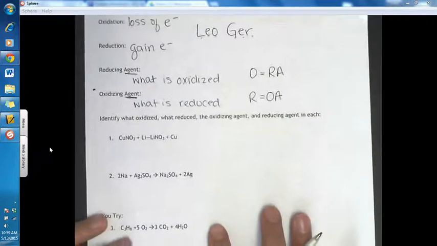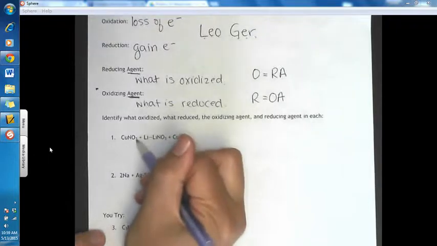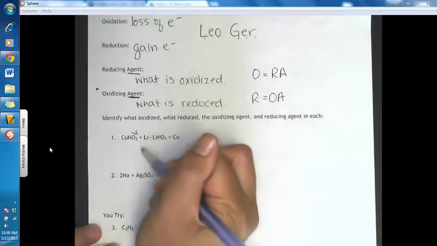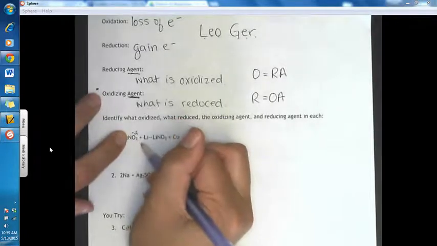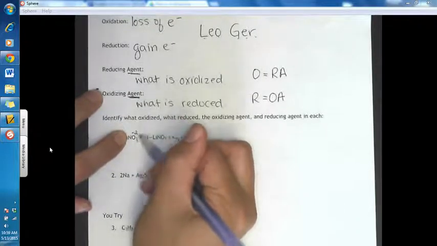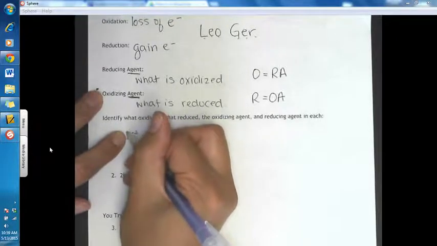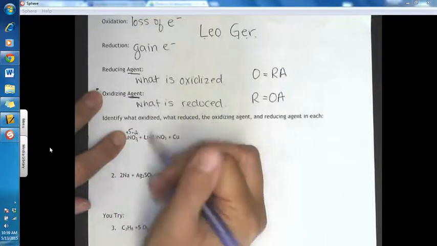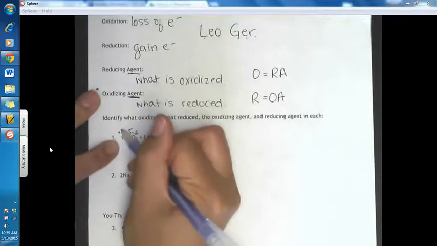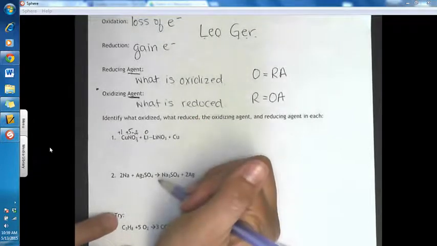So let's go through our compounds. We have copper nitrate. Oxygen is -2. Altogether in our nitrate, we have to have a total charge of -1. So here we have 3 times -2 gives -6. That means nitrogen had to be +5. Overall negative charge here means copper has to be +1, so we get an overall charge of 0. Lithium is by itself, so it's 0.